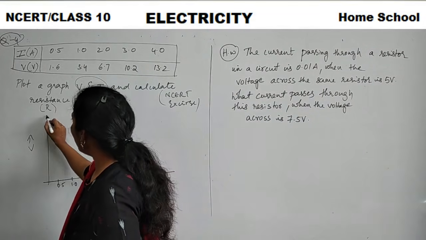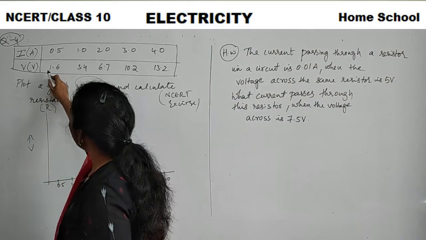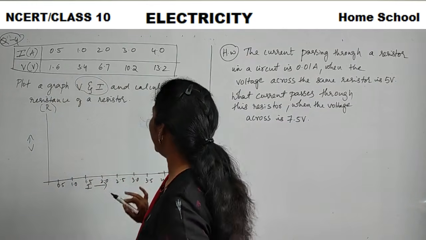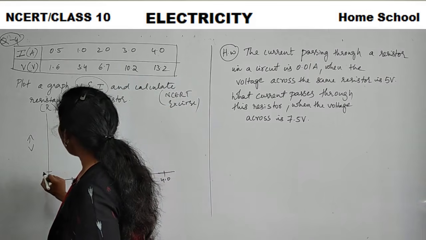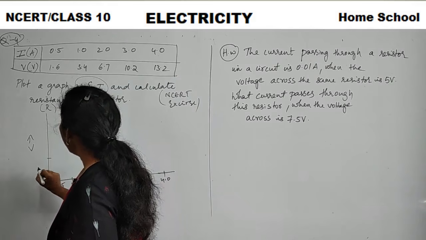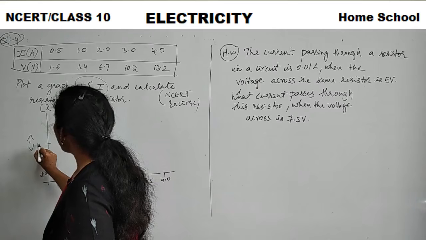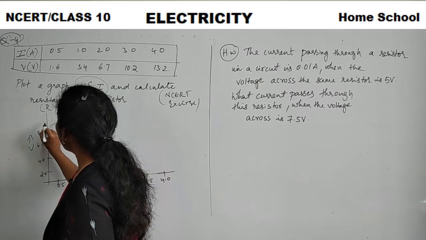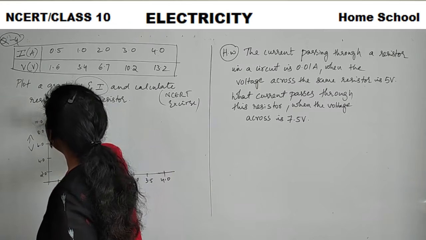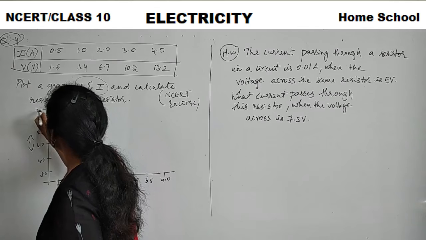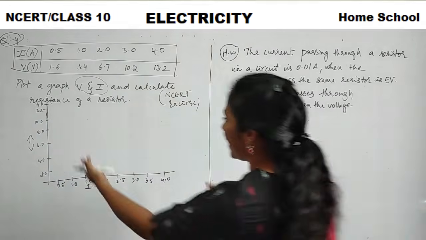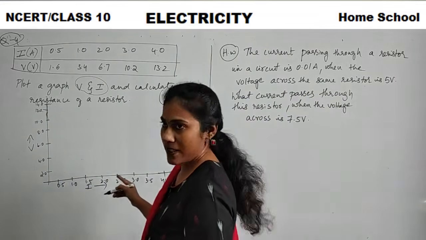And how do you take a value for the y-axis? Y-axis is voltage. See the values 1.6, 3.4, 6.7, 10.2 and 13.2, right? So let me take a scale of 2. Okay, so here 2.0, and then 4.0, 6.0, 8.0, 10.0, and then 12.0 and 14.0, something like this. So this is y-axis, this is x-axis. Now let us plot a graph.